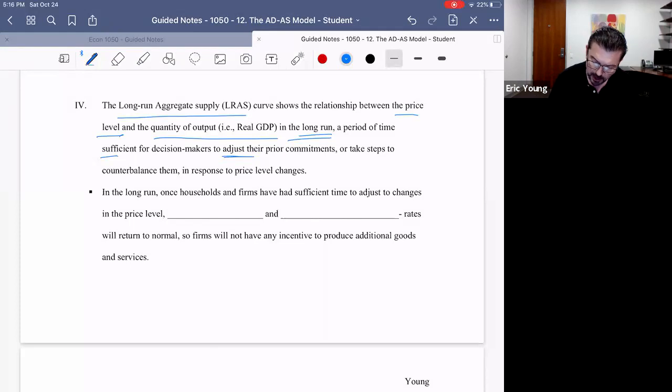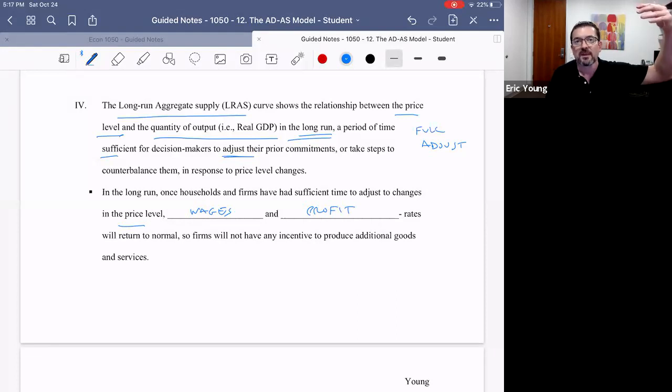So in the long run, we're going to have time for full adjustment to price changes. In the long run, in other words, once households and firms have had sufficient time to adjust to the price level changes, wages and profit rates will return to normal. In other words, if there is this boom in prices that was giving firms short run profits, well, they're not going to last in the long run.